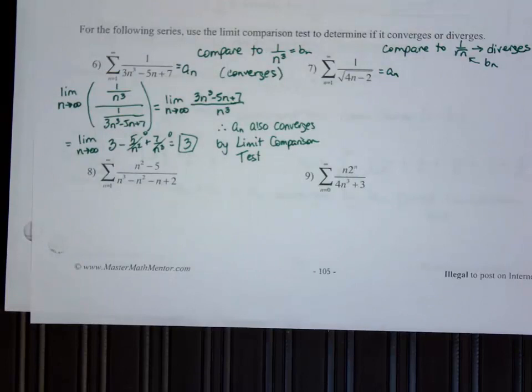Doesn't have to be that way. I think I'm going to stay consistent and just do that every time. A of n is the original, b of n is the one I'm comparing it to.